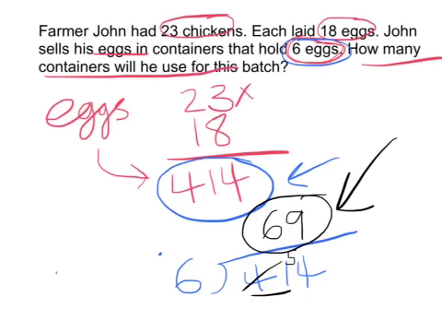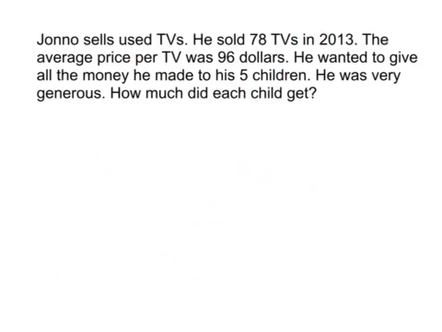Okay, let's have a go at another one. Okay, here's our next question, guys. Jono sells used TVs. He sold 78 televisions in 2013. The average price per TV was $96. He wanted to give all the money he made to his 5 children.